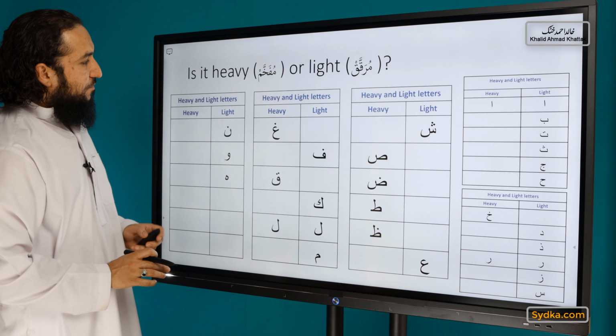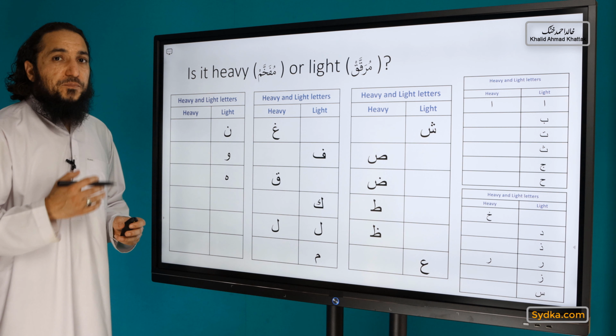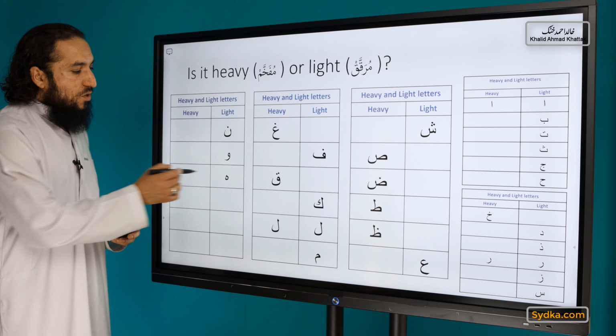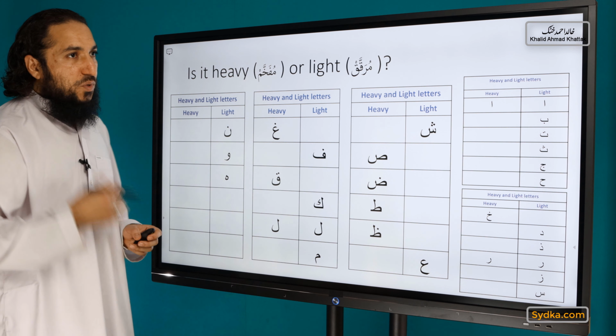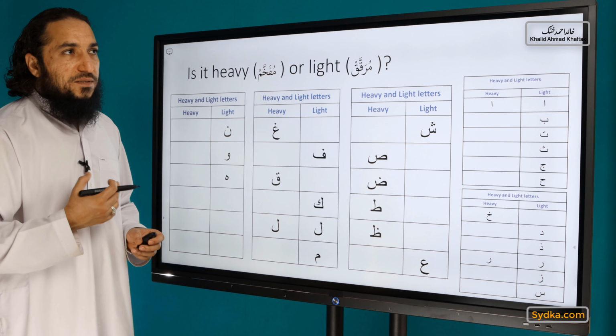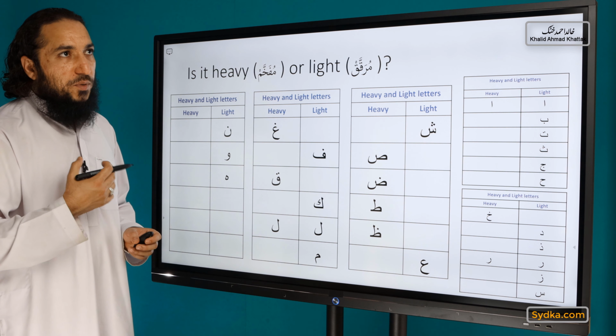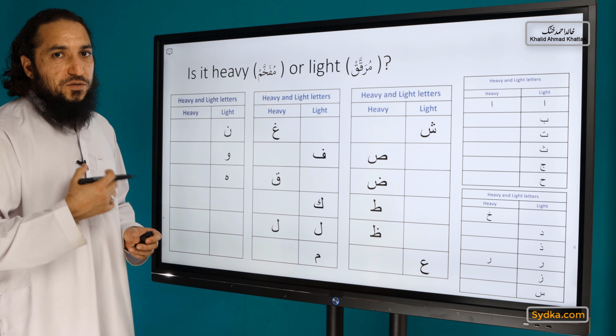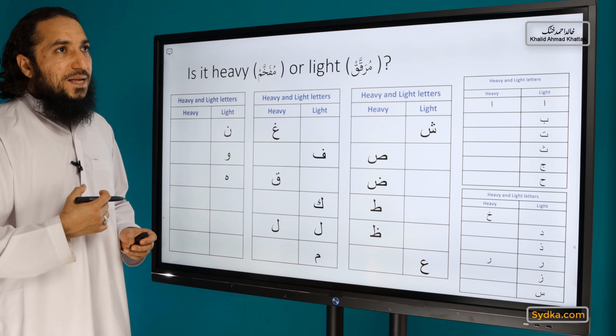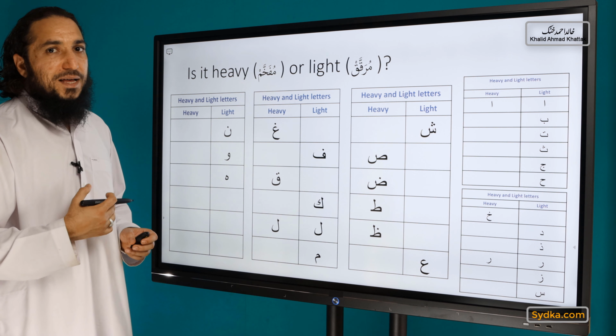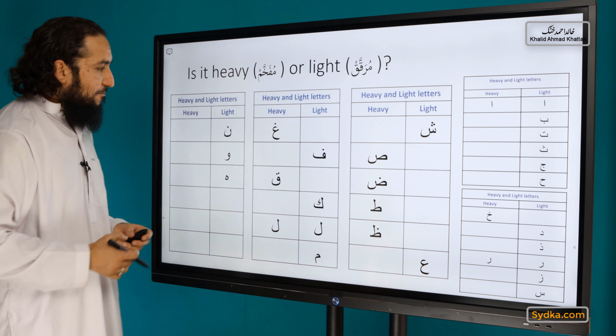Next one is, is it a heavy or light letter? It is one of the light letters, because when we are pronouncing it, our mouth goes into the state of as if we are going to start smiling. Ha, Ha, okay?